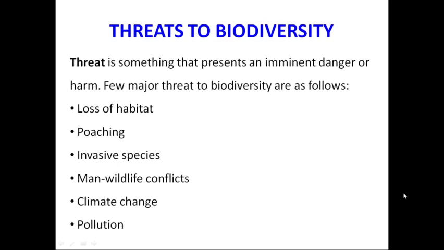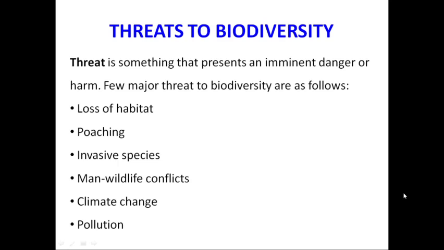Now, talking about the threats to biodiversity, a threat is something that presents an imminent danger or harm to anything. The few major threats to biodiversity are as follows: the loss of habitat, because the areas of forests are shrinking now due to man-made activities such as deforestation, encroachment, developmental activities, etc. And that is leading to the loss of biodiversity on this planet. Another threat is poaching, which means illegal hunting and trading of any plant or animal as a whole or any part of its body.